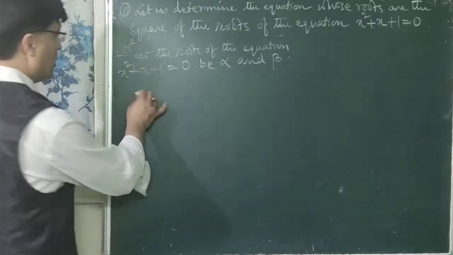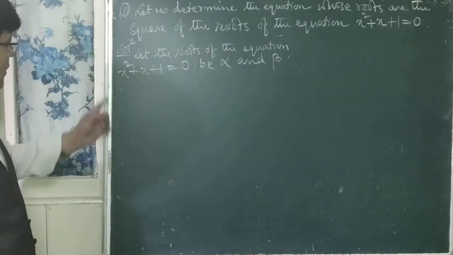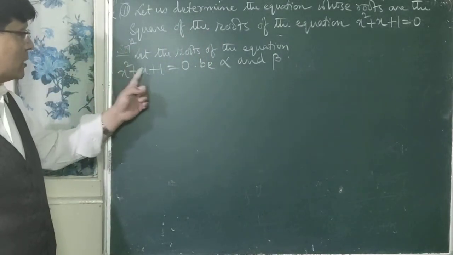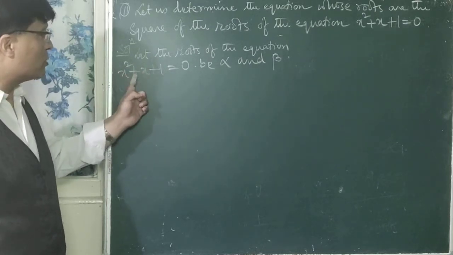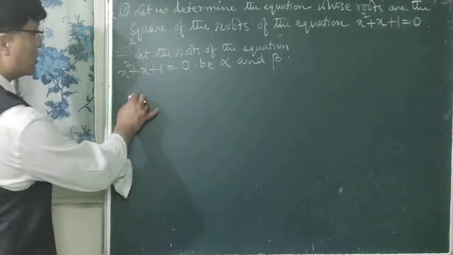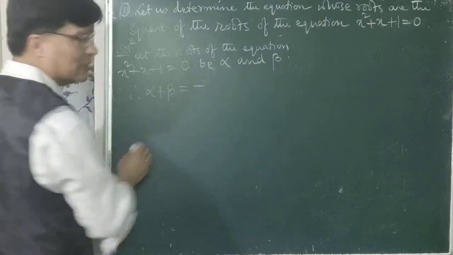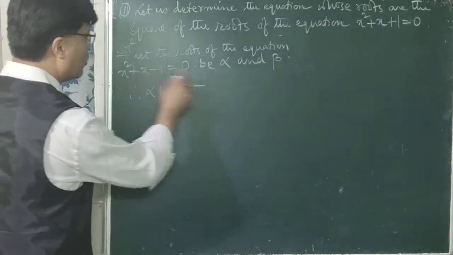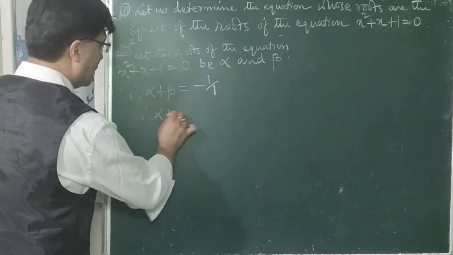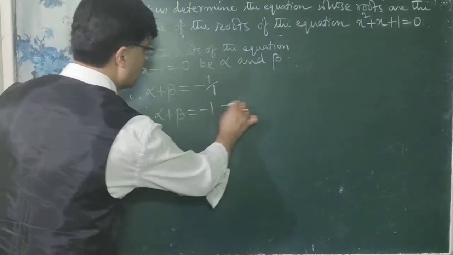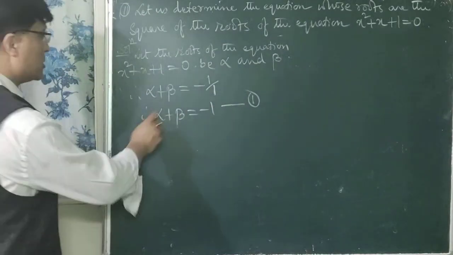So here, if you compare this equation with the general quadratic equation, what is the value for A? The x square coefficient is 1, the x coefficient is 1, and the constant term C is 1. That is A is equal to 1, B is equal to 1, C is equal to 1. So what is the sum of the roots? Alpha plus beta is equal to minus B by A. B is 1 and A is also 1. That is alpha plus beta is equal to minus 1, right? So this is sum of the roots.